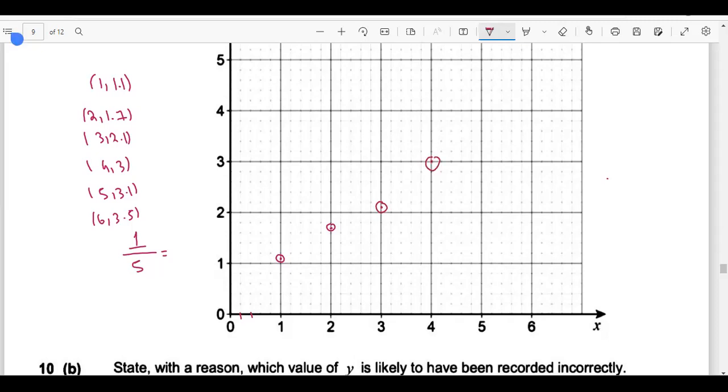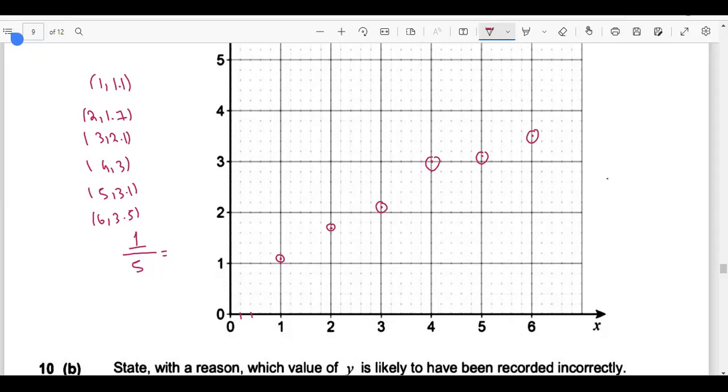Then it's 5 and 3.1. And then it's 6 and 3.5. Okay. This is how we make the points. Any confusions with this?